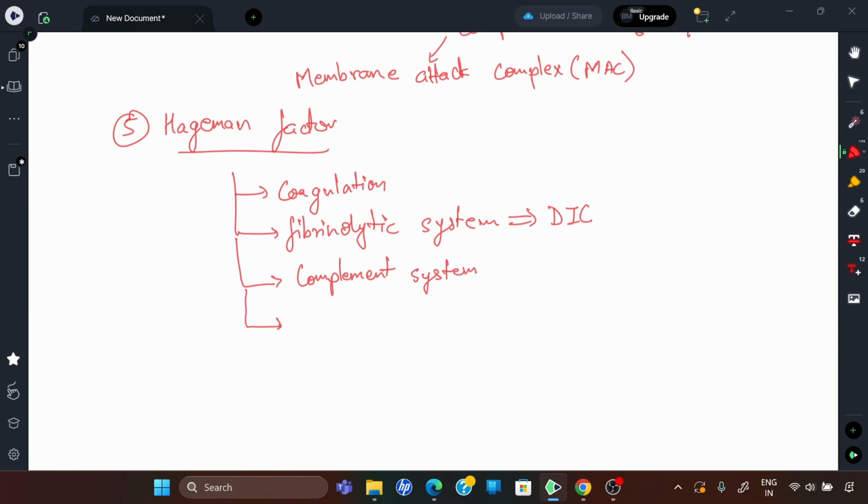And the Hageman factor activates the kinin system, right? In the kinin system you have something called HMWK, high molecular weight kininogen, which is cleaved, leading to formation of bradykinin, right? This bradykinin helps in release of histamine, and also it is a mediator of pain, we know. So what will be the entire function? It will be vasodilation, increase in vascular permeability, and mediation of pain. This is done by the activation of the kinin system, and it is activated by Hageman factor.